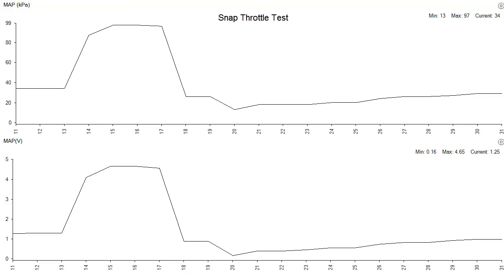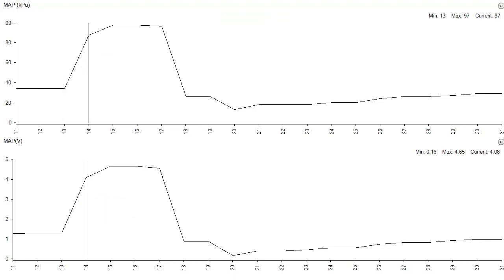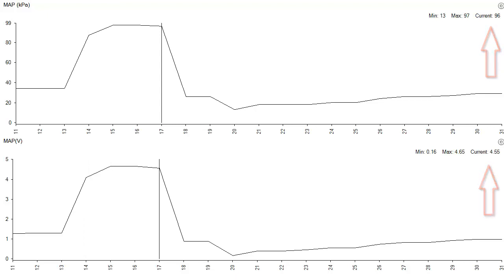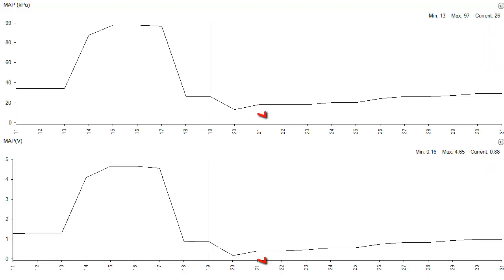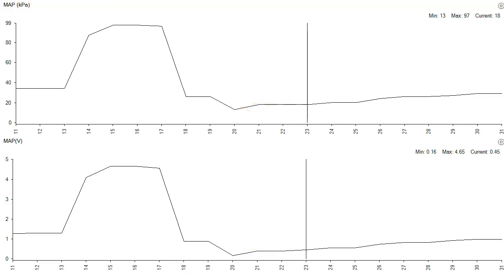A snap throttle test simulates full load momentarily and causes a rise in signal voltage. On deceleration, signal voltage is very low due to low manifold absolute pressure or high vacuum.